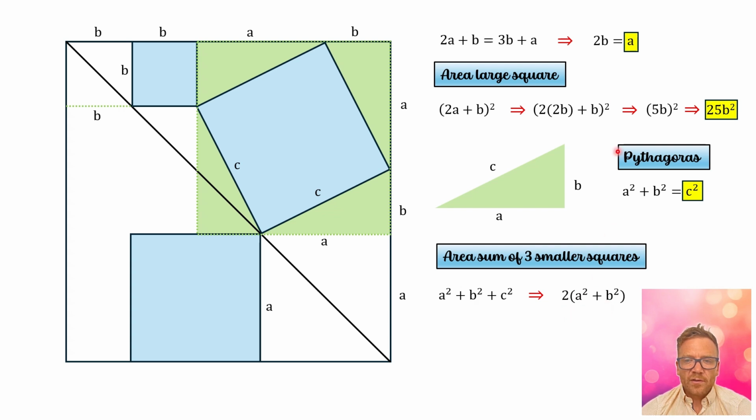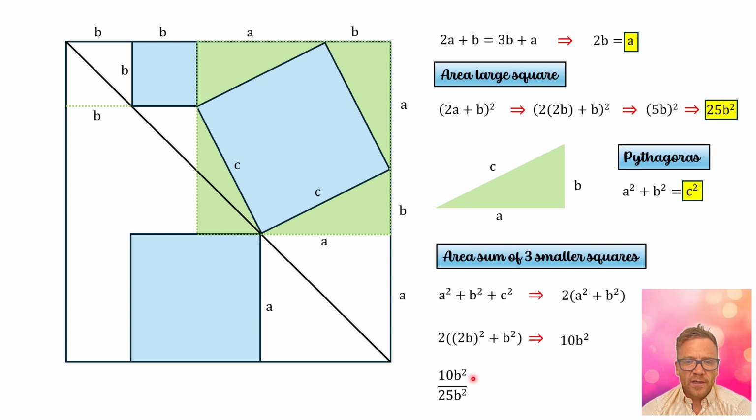And now we can take the value for A, remember what that is, it's 2B, and substitute it into this expression over here. So we get 2 times 2B squared plus B squared. 2B squared would be 4B squared. 4B squared plus B squared is 5B squared, times 2, 10B squared. So now what we have here is the area of the three blue squares in terms of B. So it's 10B squared. We have the area of the large white square in terms of B, 25B squared.